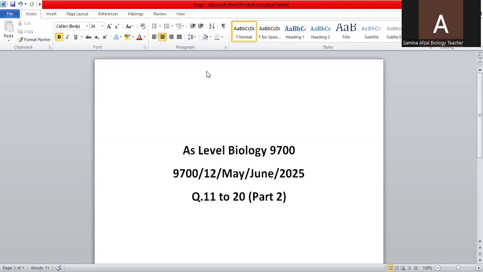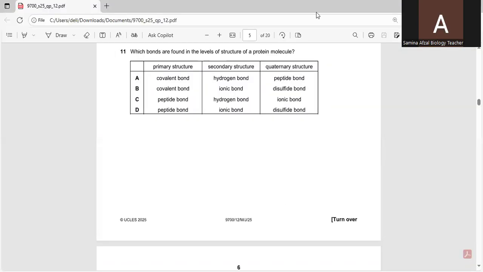Question number 11: which bonds are found in the levels of the structure of a protein molecule. They have given us three structures in the table. The first one is the primary structure, second is the secondary structure, and the quaternary structure. So we have to find out which option is the correct option. I would like to discuss these structures.